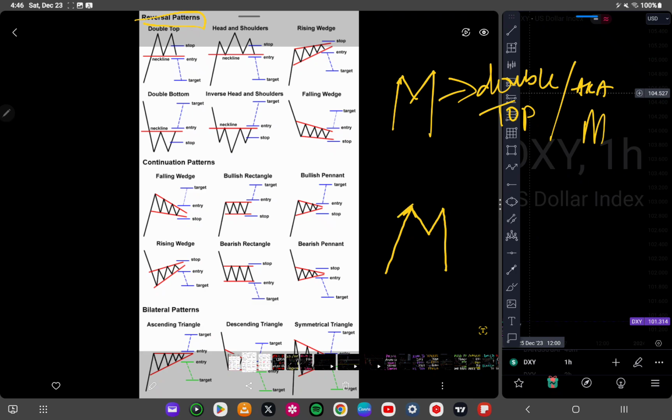So we can see that the direction is coming from the upside right here, the uptrend. Then it shows us the M pattern, meaning we are reversing. So now we are on a downtrend.